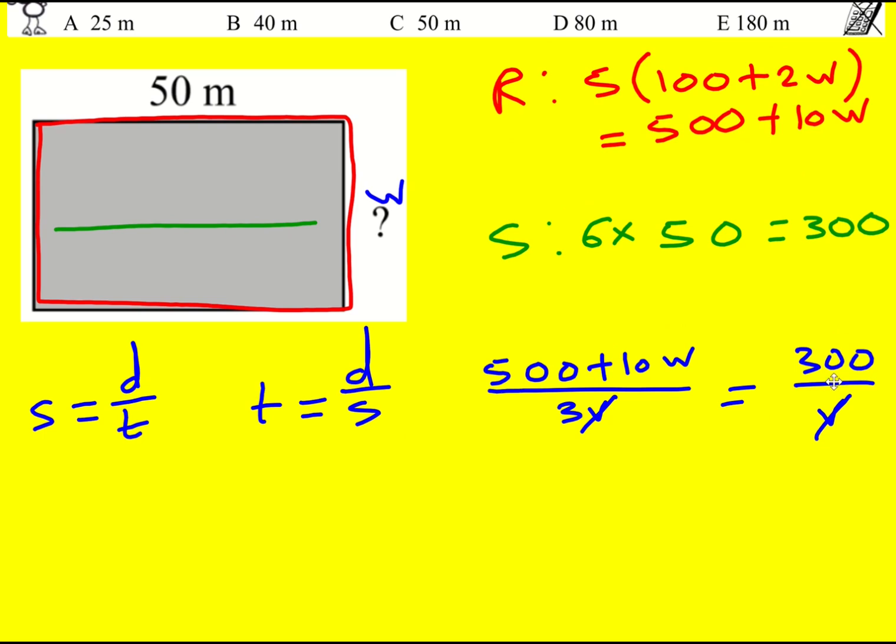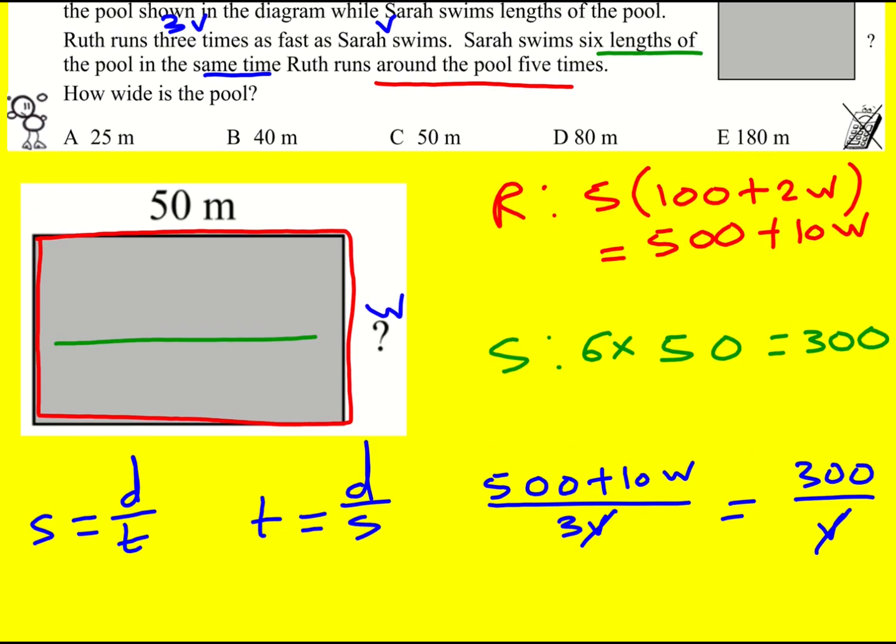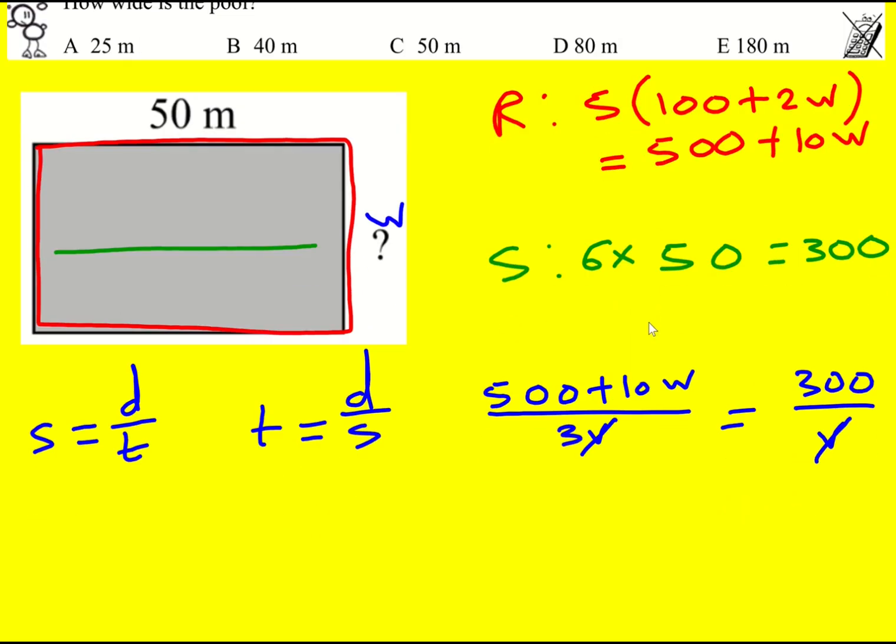Okay, what I've done here, sorry, I didn't really say this, is I've got the time for Ruth and I've got the time for Sarah. It's just that they're equal to one another because we're told that they do it in the same time. So now I'm going to multiply through by 3. 500 plus 10W is going to equal 3 times 300 or 900.